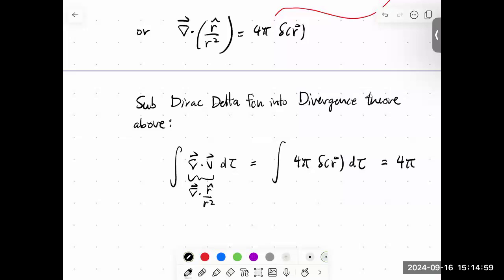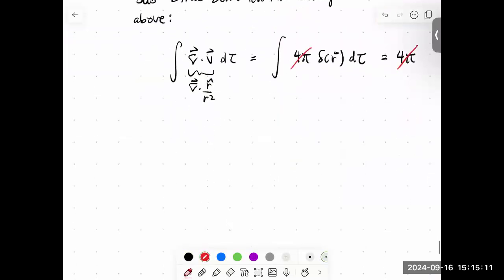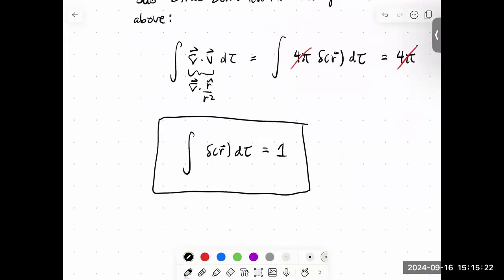Because we've already shown that the surface integral gave us this 4 pi factor. Well, we have 4 pi on both sides. So we can cancel those factors of 4 pi and say that the delta function integrated over some volume has to be equal to 1. And this is our first important result about the Dirac-Delta function. And so what we'll do next time is I've got just a little bit more to do with this delta function. So we'll review this and then we'll do a couple other things.